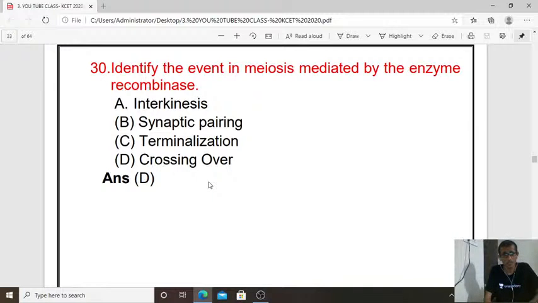Identify the event in meiosis mediated by the enzyme recombinase, that is crossing over. The recombinase enzyme helps in the crossing over phenomenon which happens in meiosis I, in prophase I, with the leptotene, zygotene, pachytene, diplotene and diakinesis stages. Crossing over is one of the important events of prophase I of meiosis I, and it is an elaborate process divided into 5 substages. So answer is D for the 30th question.